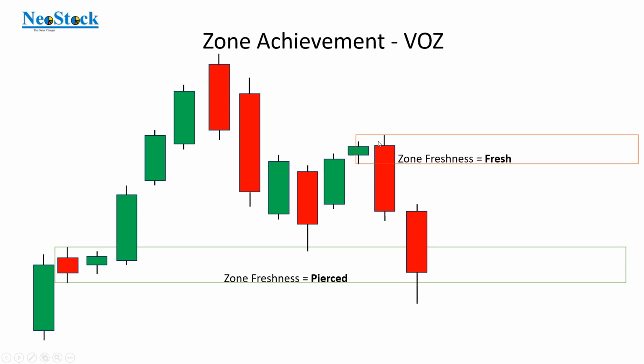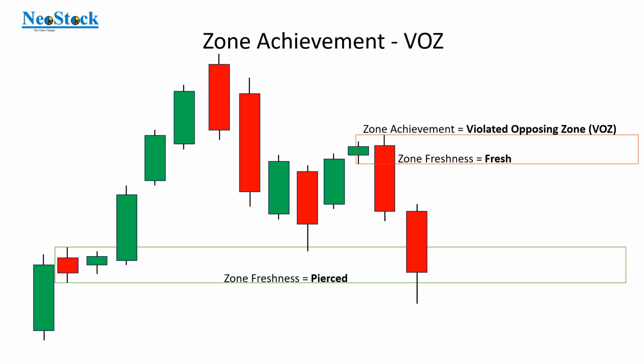So, this supply zone is responsible for piercing this demand zone. Because the supply zone pierced this demand zone, it gets a special achievement. Who gets the special achievement? The supply zone gets the special achievement because it pierced the demand zone. That achievement is called violated opposing zone, in short VOZ. This is the point you should understand.